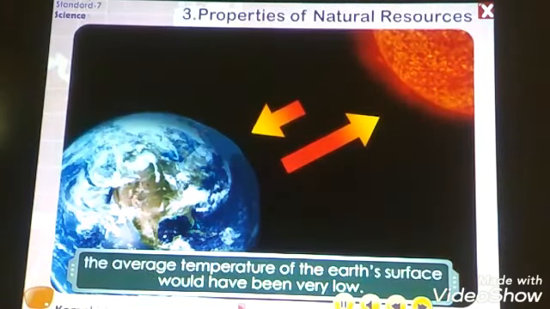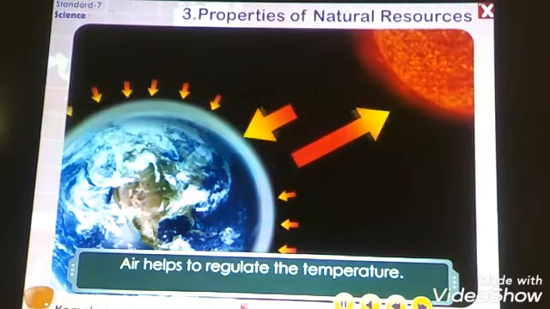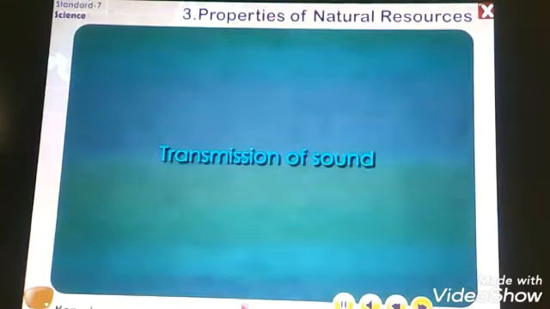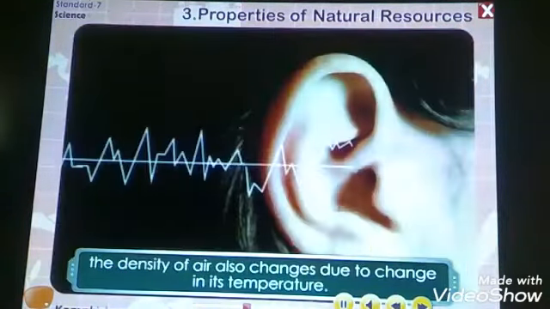If there were no air on the earth, the average temperature of the earth's surface would have been very low. Air helps to regulate the temperature. Transmission of sound. All the sounds that we hear reach us through the surrounding air.